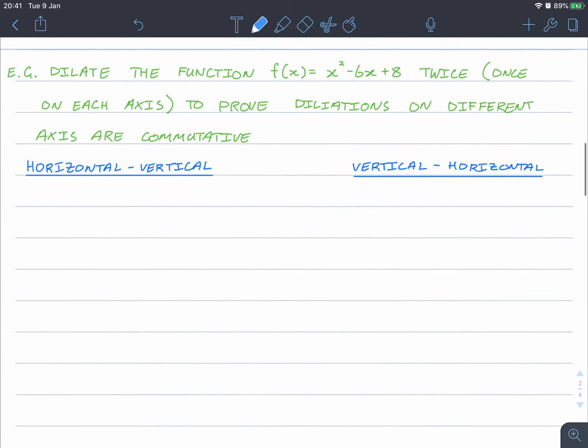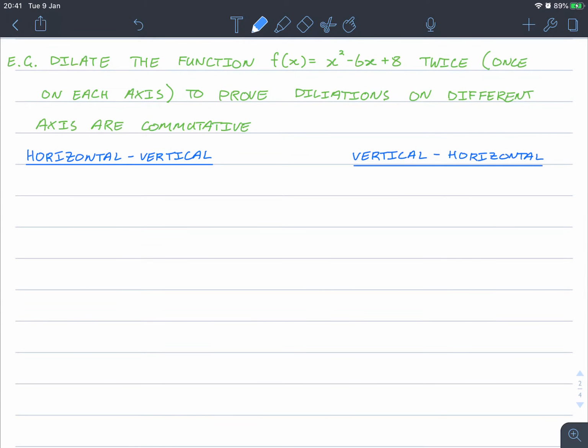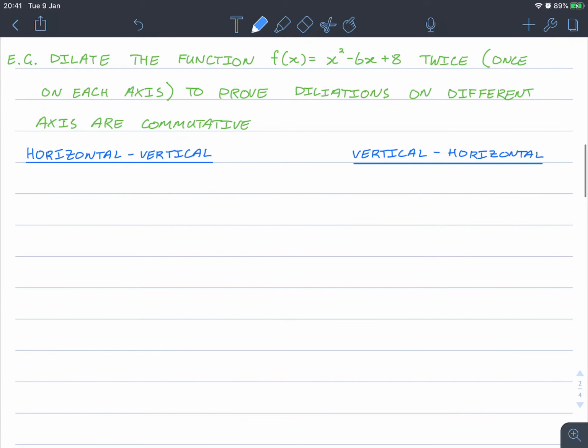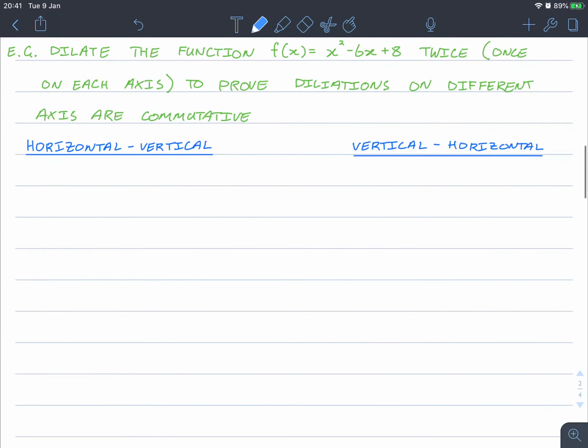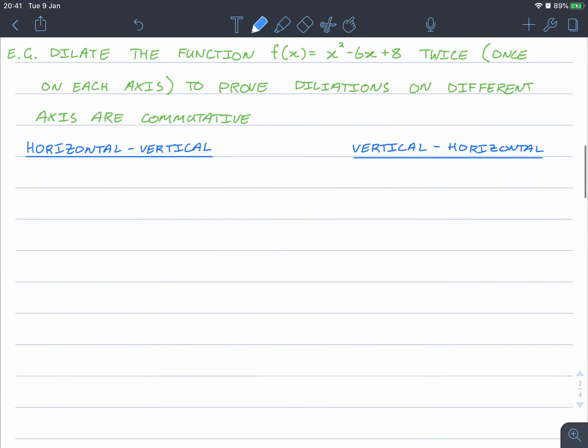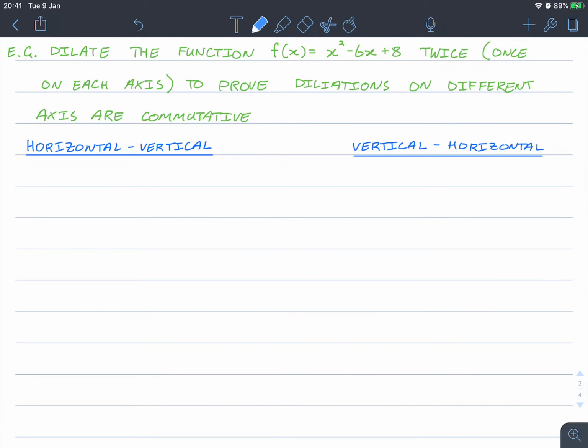In this video, we're going to look at the proof that any two dilations are also commutative as long as they are on different axes. Meaning, if we dilate on the horizontal and then dilate on the vertical, it will be the same as if we dilate on the vertical and then dilate on the horizontal. So let's do a proof of this.